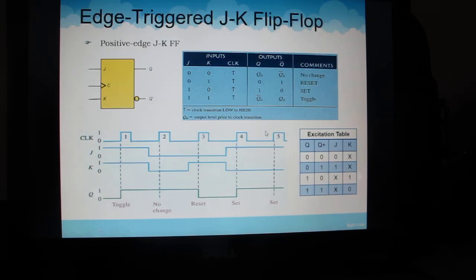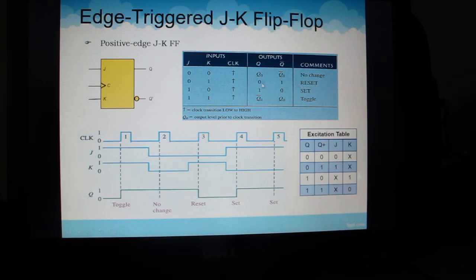Okay, next is the JK flip-flops. This is the truth table, you have to remember. If J is 0 and K is 0, the clock will be active, that means no change. The output will be Q, follow the previous Q.